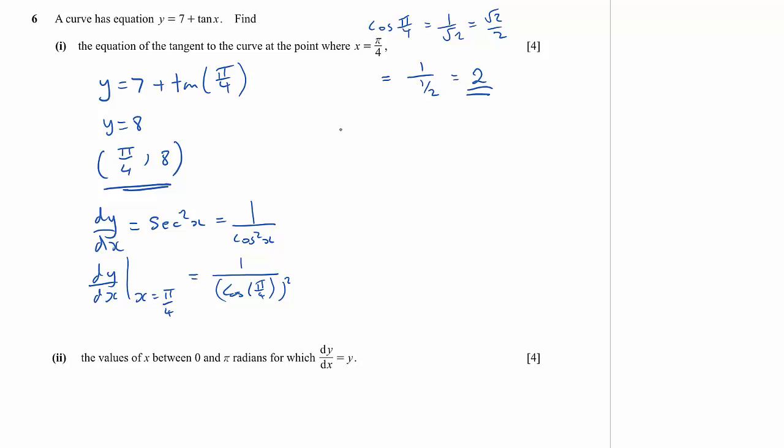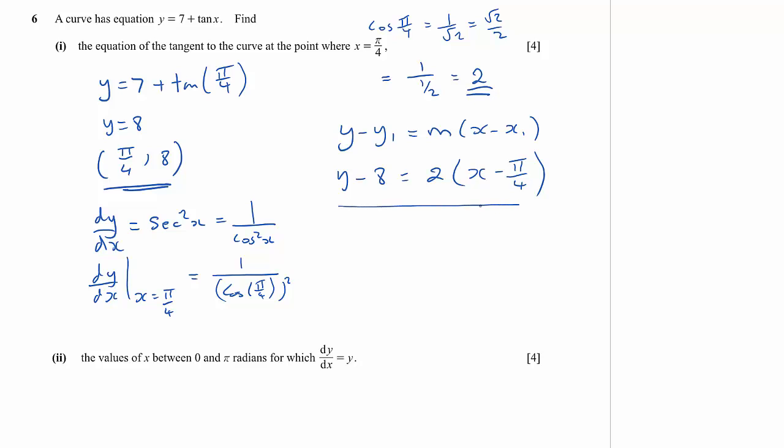So we can use y minus y1 is equal to m times x minus x1. And so we have y take away 8 is equal to 2 times x take away pi by 4. And I'm fairly sure we could probably leave it there. So let's do that.